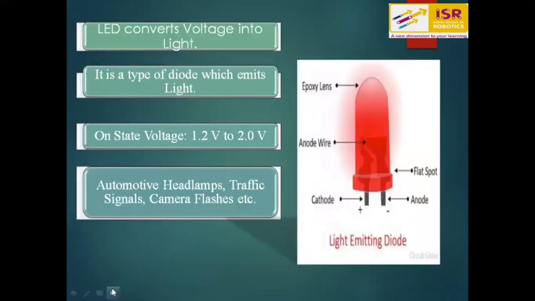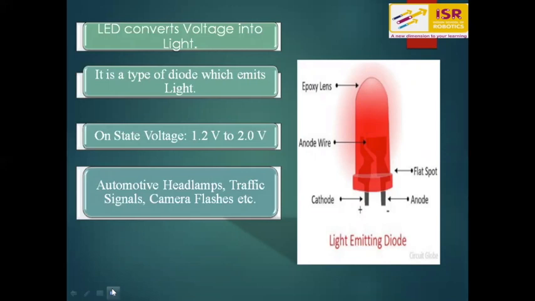Now you can see in the image, this is your light emitting diode, which has a positive anode and negative cathode. And there is a flat spot with which you can actually identify which one is the anode or which one is the cathode.